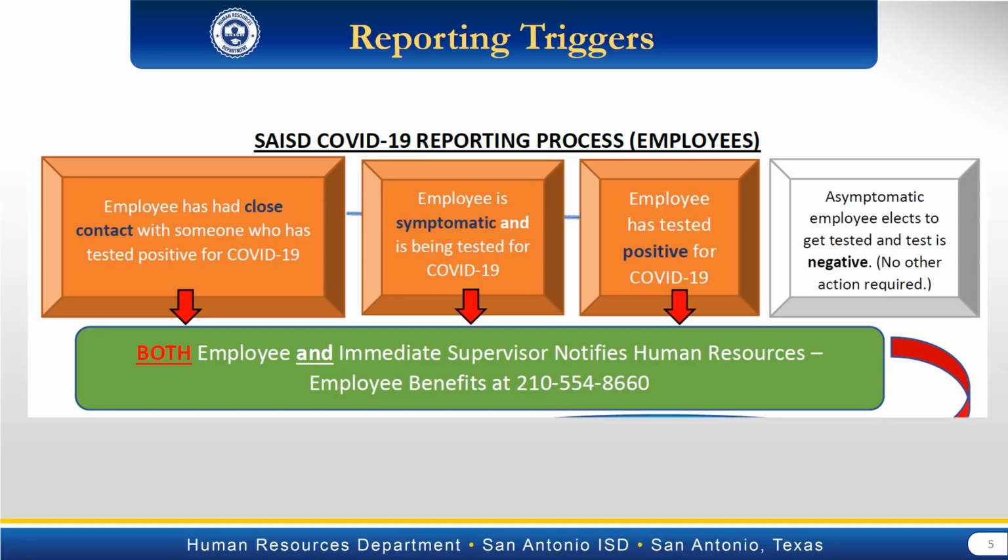That fourth box, the white box, applies to employees who are asymptomatic, but they choose to get tested because testing has become more available, not always as easily accessible as we would like, but it is more available than it was months ago. So many employees just decide out of an abundance of caution or curiosity to test. And when they do that, because they don't have symptoms and they are negative in terms of the results or the outcome, no other action is required.